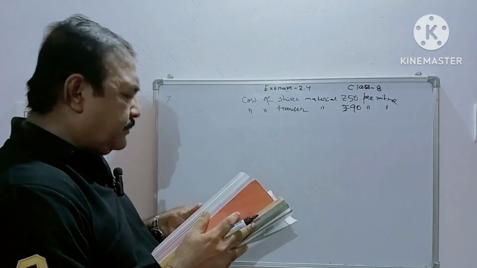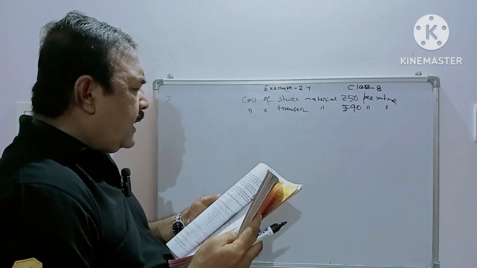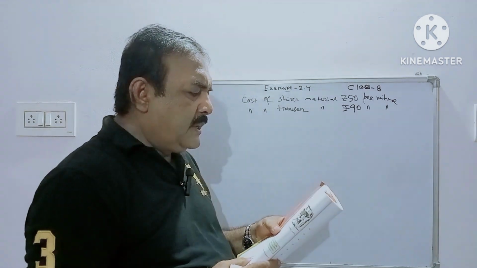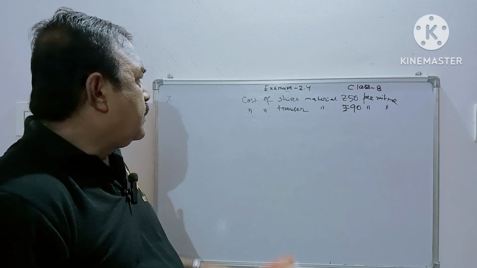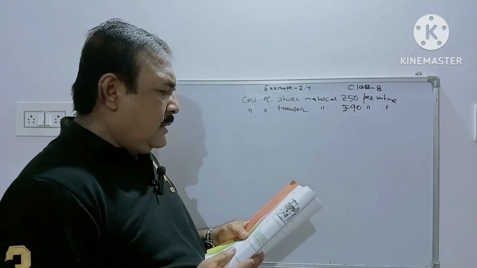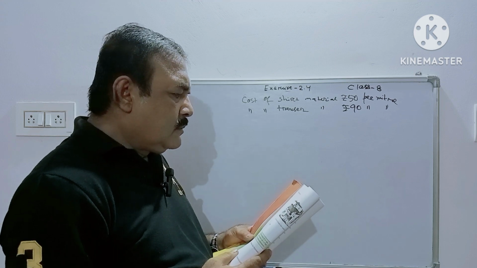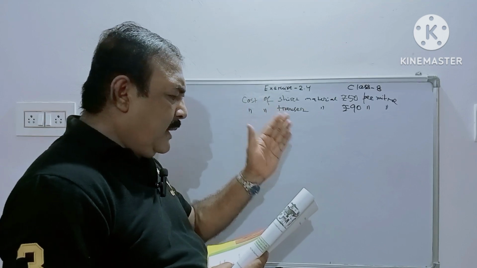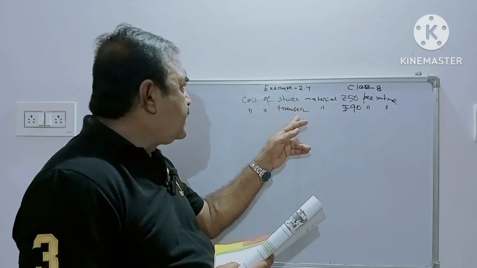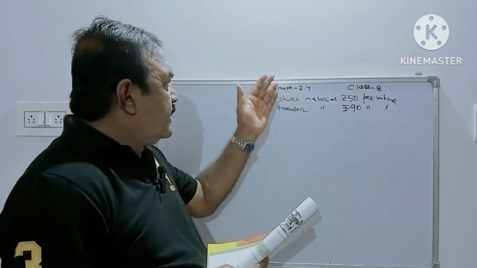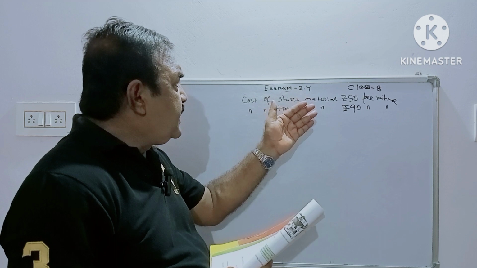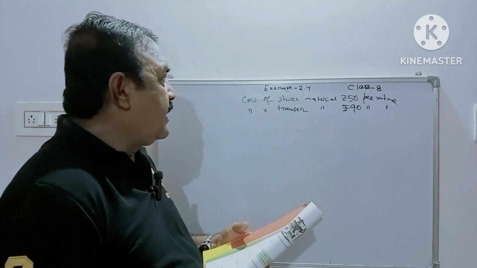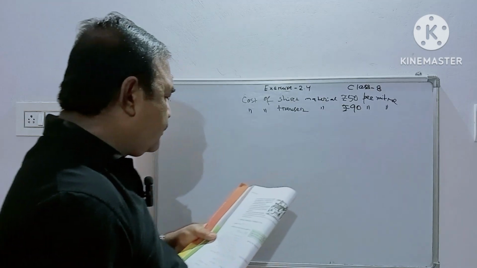But whenever Hassan buys, for every 3 meters of the shirt material, he buys 2 meters of trouser material. So whenever he goes to buy, he doesn't bring 1 meter, no. For every 3 meters, he buys 2 meters of the trouser. That means if he brings 6 meters of the shirt material, then 4 meters of the trouser material. Okay, in that ratio it is.